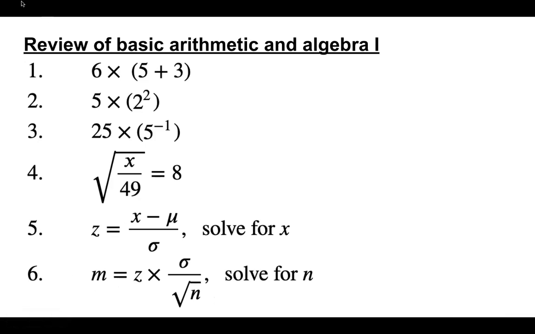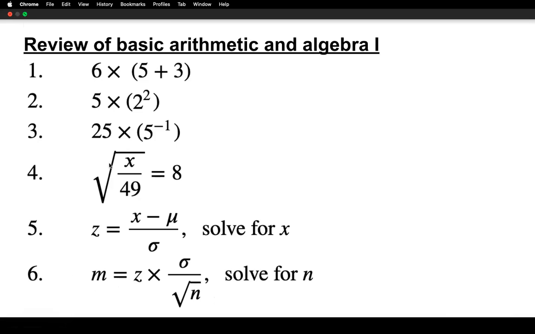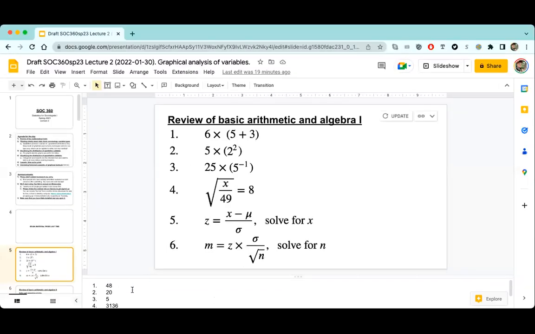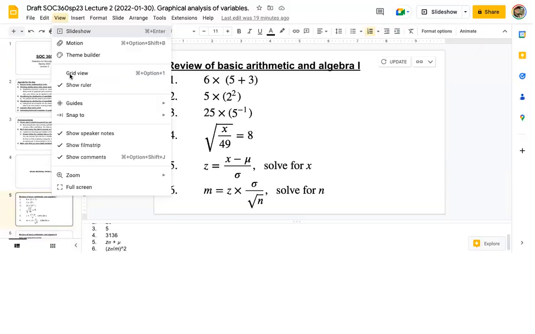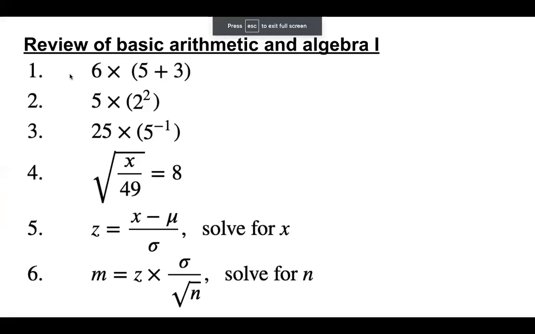And by the way, I'll remind people that in these slides, you can see the answers here, so you can check our answers before. You may not remember these off the top of your head, but we had 48, 20, 5, 31, 36, z sigma plus mu over here, and then z sigma over m squared, just as we found by hand. So that's a little bit of review of some basic algebra and arithmetic, really.